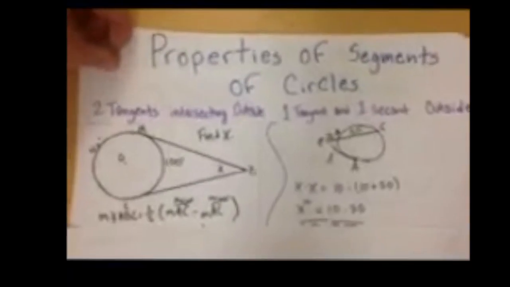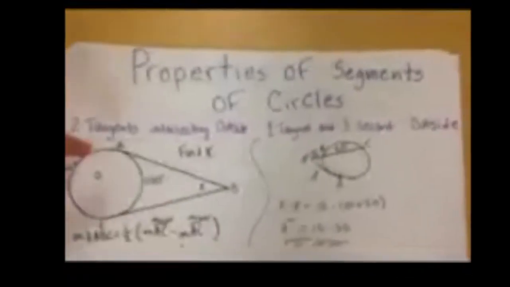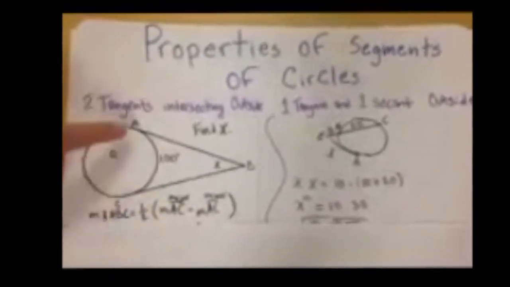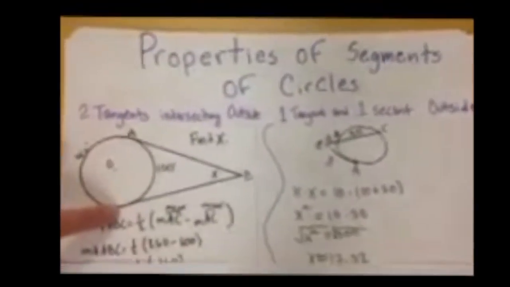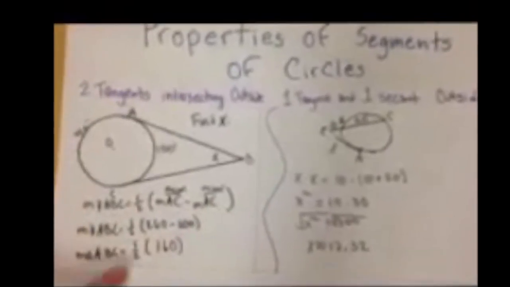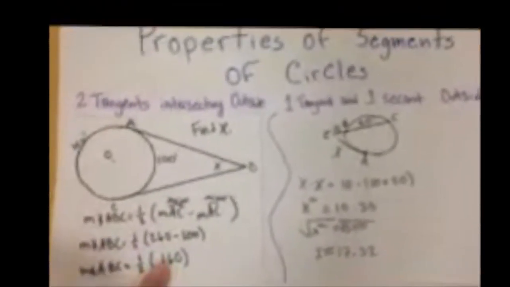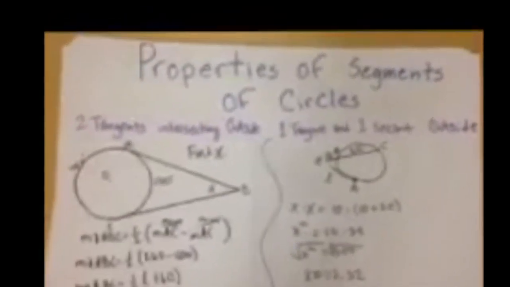For two tangents intersecting outside of the circle, you will do half of the major arc minus the minor arc. So in this case, it will be half of 260 minus 100, which will give you half of 160. When you multiply 160 and 1 over 2, it gives you 80, and that is the answer.